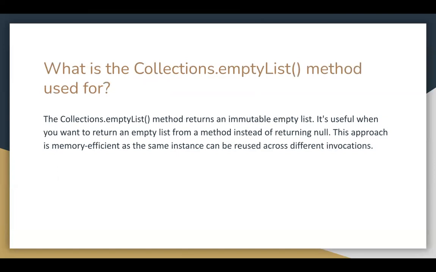Next question is, what is the Collections.emptyList method used for? The Collections.emptyList method returns an immutable empty list. It is useful when you want to return an empty list from a method instead of returning null. Because null has its own consequences, right? If you call any method on null, it will throw a NullPointerException at runtime. So this approach is memory efficient, as the same instance can be reused across different invocations.